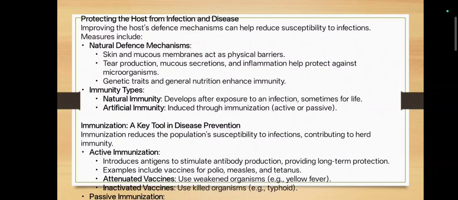Attenuated vaccines use weakened organisms, for example, yellow fever. Inactivated vaccines use killed organisms, for example, in typhoid. Passive immunization introduces preformed antibodies for short-term protection, for example, immunoglobulin for hepatitis.